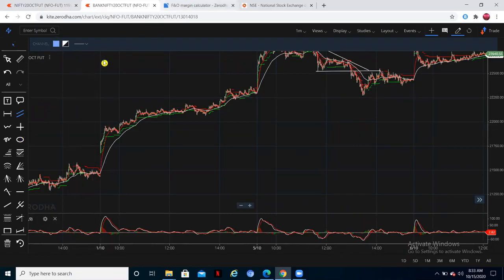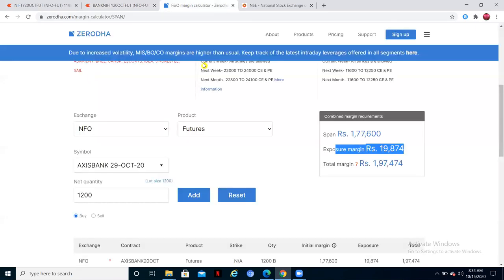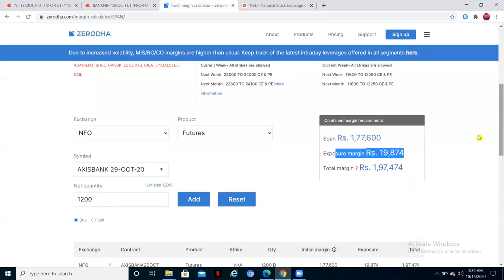And index trading is very beneficial if done correctly. That is because of the margins. Here you can see.